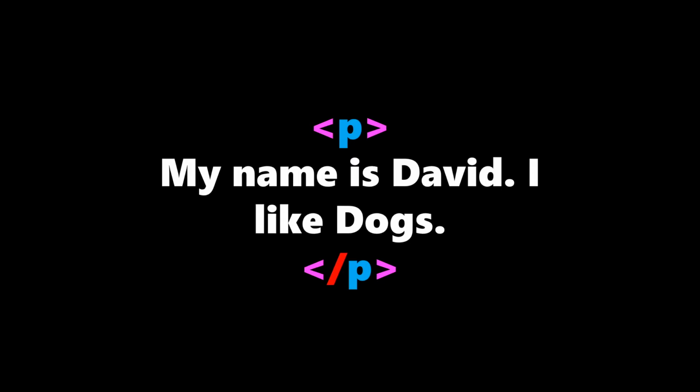What does that mean? Well, basically, I have my first tag, which has a p in it, which says what kind of tag it is. In this case, it's a paragraph tag. And at the bottom, I end the paragraph tag by making sure I have a slash before the p. So I have a paragraph in HTML that says my name is David. I like dogs. My name is David and I like dogs is the only thing that's going to show up in that paragraph because it's inside the paragraph tag.